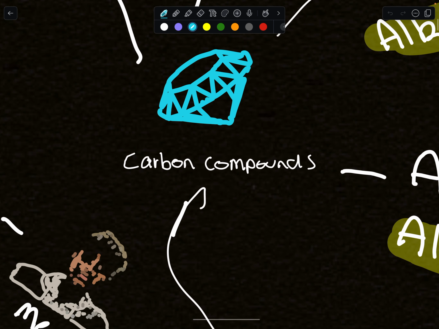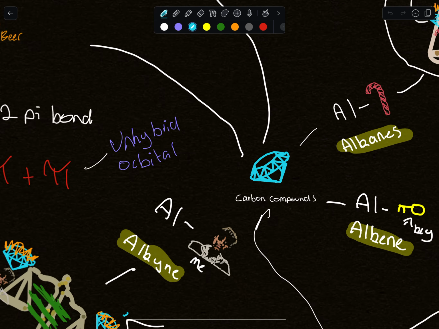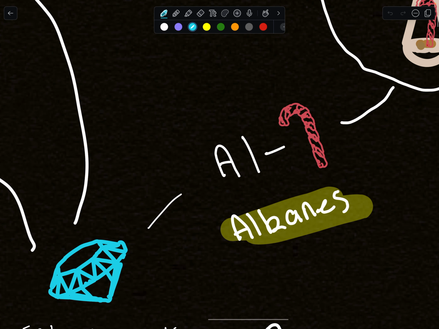Alright, so it starts from the middle. This is the centerpiece: carbon compounds. First of all, alkanes. Now keep in mind, I've made these mind maps in a way that's very easy to remember. A lot of mental techniques to help retain information and visualize it in a way that you can activate that part of your knowledge and apply it.